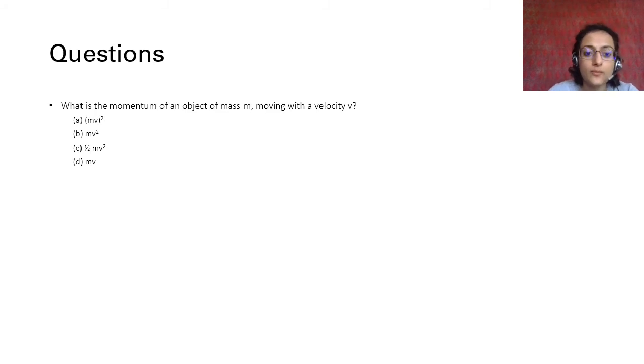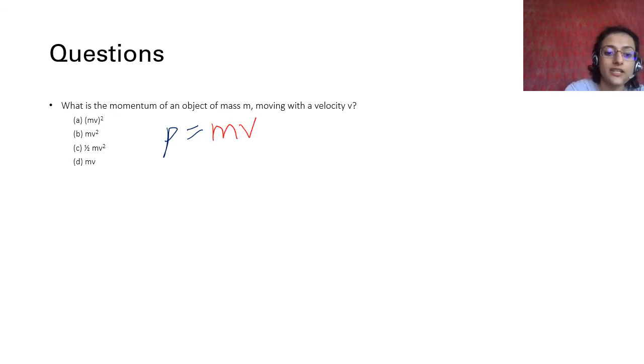What is the momentum of an object of mass M moving with velocity V? ये simple आपको formula पूछा है. What is momentum? P is equal to mass into velocity. This is the answer. Okay, D is the answer.